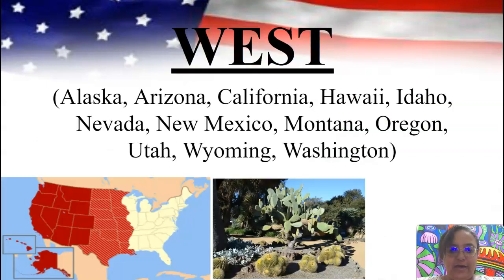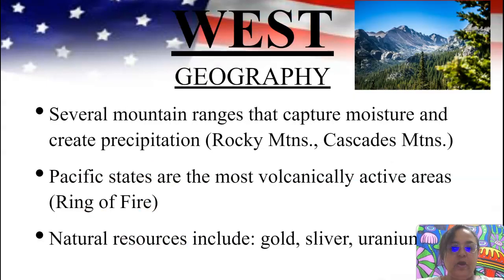West: Alaska, Arizona, California, Hawaii, Idaho, Nevada, New Mexico, Montana, Oregon, Utah, Wyoming, and Washington. West geography: several mountain ranges that capture moisture and create precipitation. Rocky Mountains, Cascade Mountains. Pacific states are the most volcanic activity areas. The Ring of Fire. Natural resources include gold, silver, and uranium.